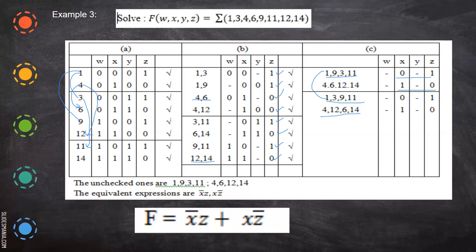Now, we try to find the essential prime implicants. What we have found are the prime implicants. The unchecked ones are these. Here we find only two because we have removed the duplicated ones. So the next step is finding the essential prime implicants.